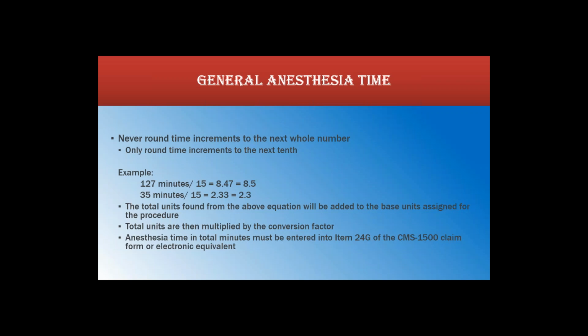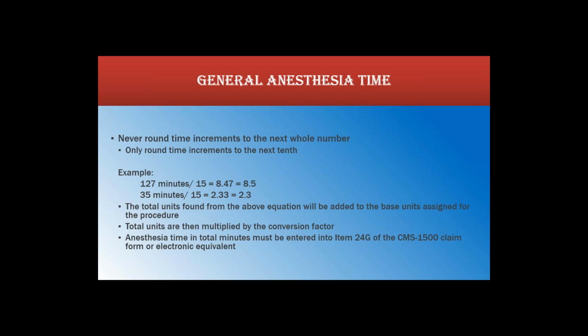General anesthesia time. Never round time increments to the next whole number. Only round to the next tenth of a number. So in our example, if the anesthesia time was a total of 127 minutes, we would divide this by 15, which would bring us to 8.47. We would round to the next tenth, which would be 8.5.